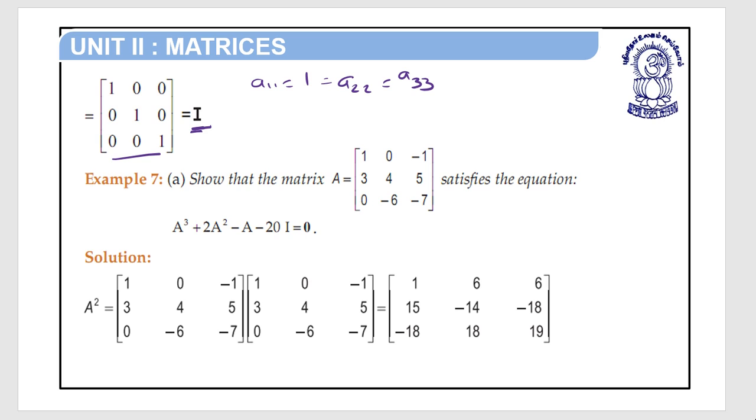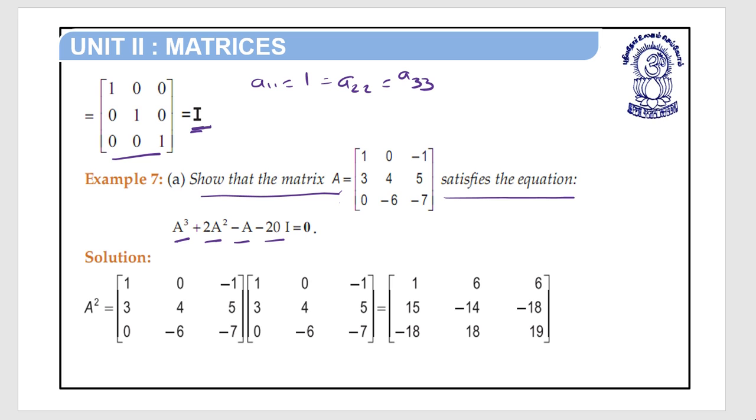Now example number 7. Show that the matrix A is equal to 1, 0, minus 1, 3, 4, 5, 0, minus 6, minus 7 satisfies the equation A cube plus 2A square minus A minus 20I is equal to 0. Now first we have to find A square.